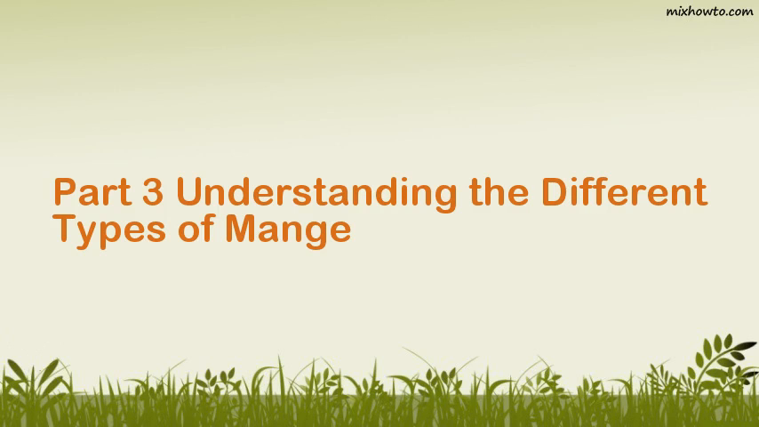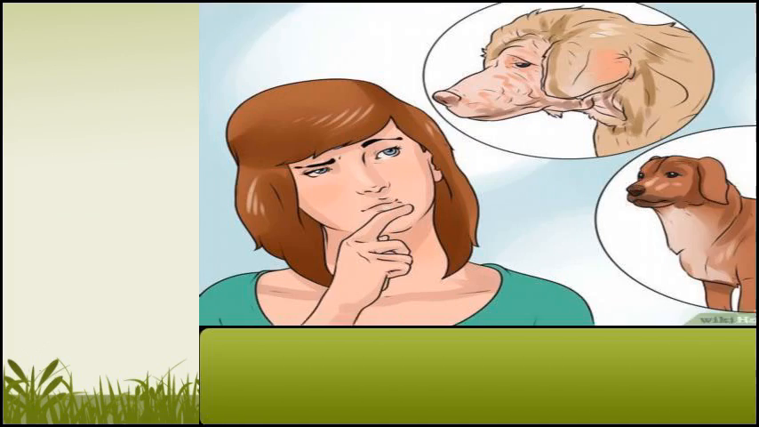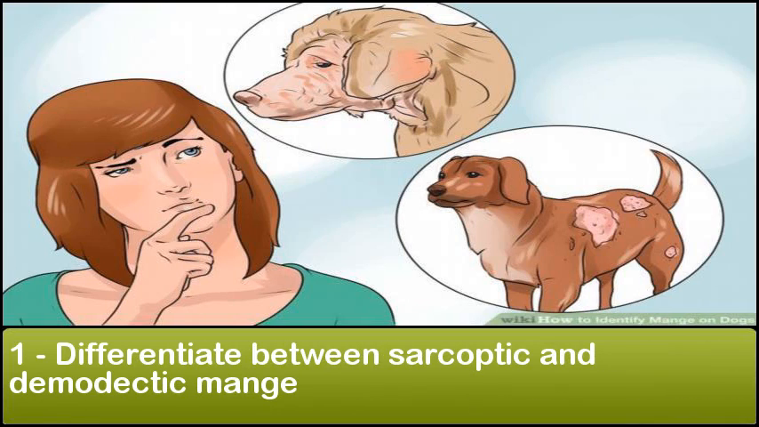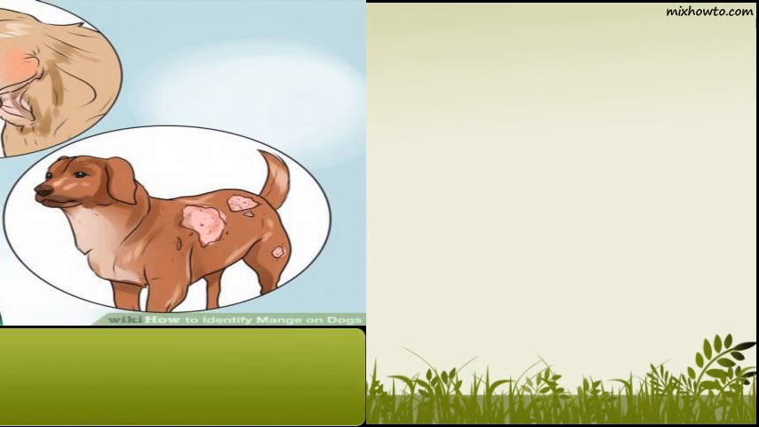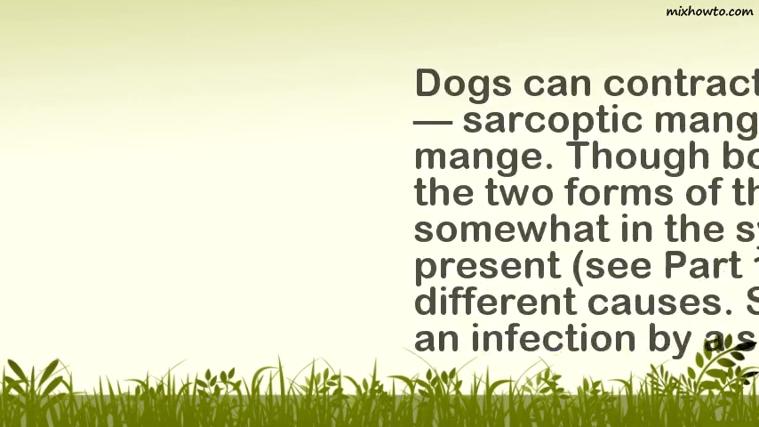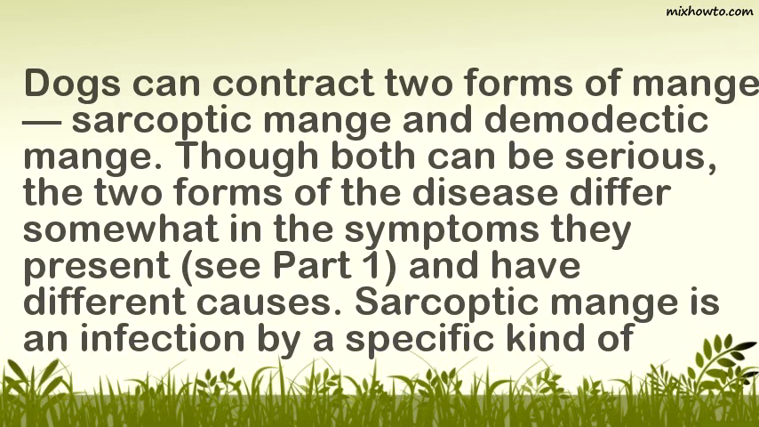Part 3. Understanding the different types of mange. 1. Differentiate between sarcoptic and demodectic mange. Dogs can contract two forms of mange: sarcoptic mange and demodectic mange. Though both can be serious, the two forms of the disease differ somewhat in the symptoms they present (see Part 1), and have different causes.